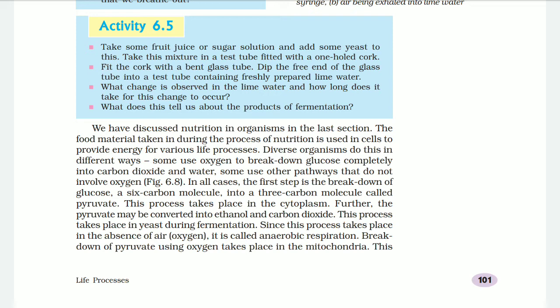Further, the pyruvate may be converted into ethanol and carbon dioxide. This process takes place in yeast during fermentation. Since this process takes place in the absence of air, it is called anaerobic respiration. Breakdown of pyruvate using oxygen takes place in the mitochondria. So basically, whatever intake the organisms take, they further process it to produce energy, right? It breaks the 6-carbon molecule into 3-carbon molecules and energy.